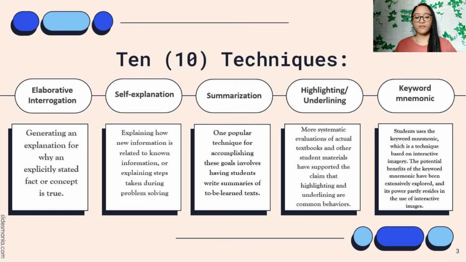Number 2 is the self-explanation technique. Explaining how new information is related to known information or explaining steps taken during problem solving. Self-explanation may improve learning by assisting with the incorporation of new information with pre-existing prior knowledge. We make inferences about causal connections and conceptual relationships to improve understanding.